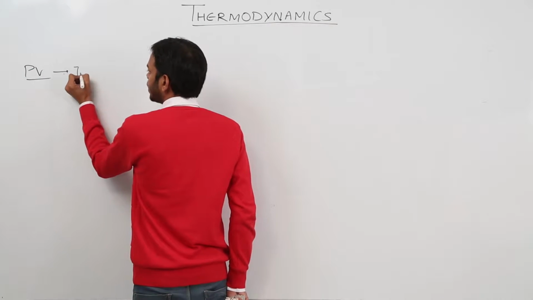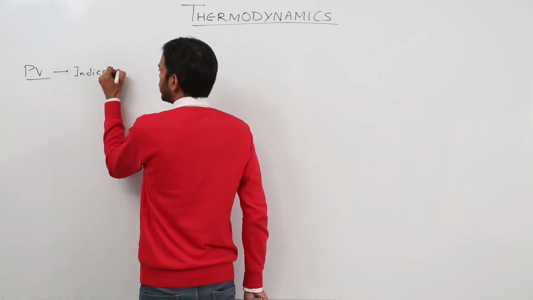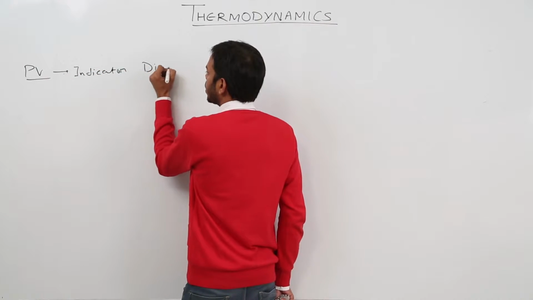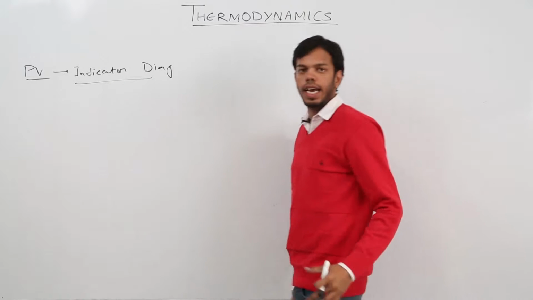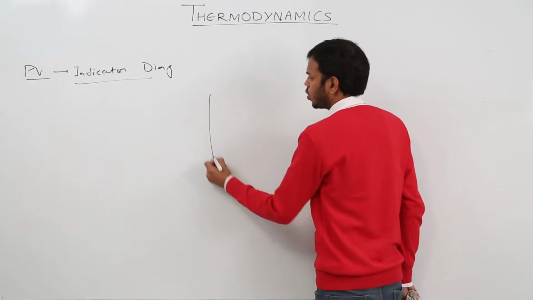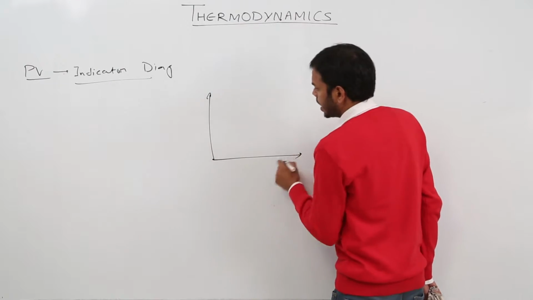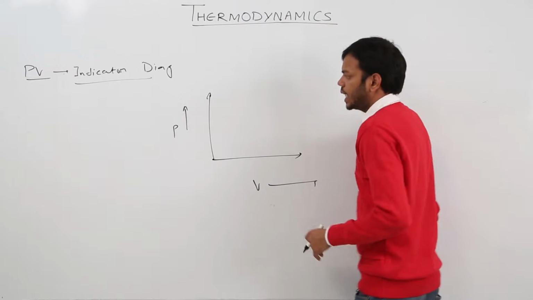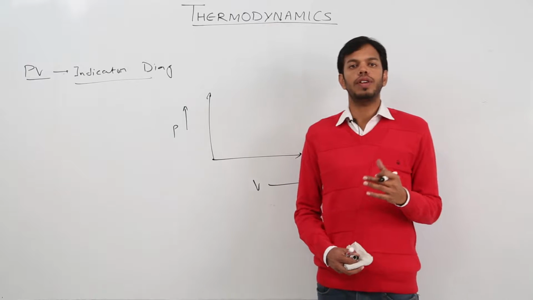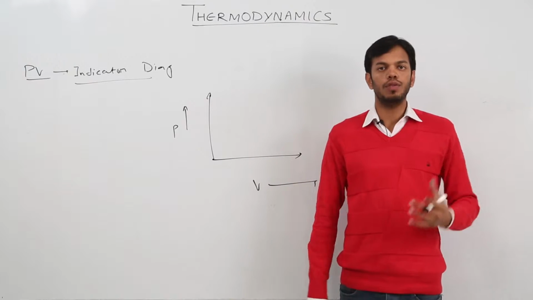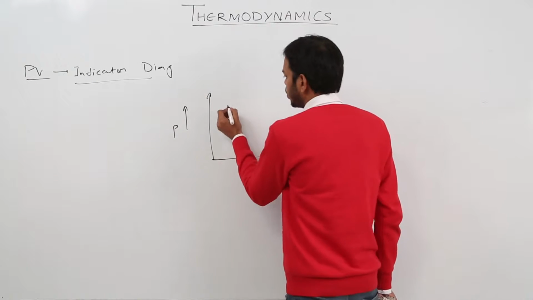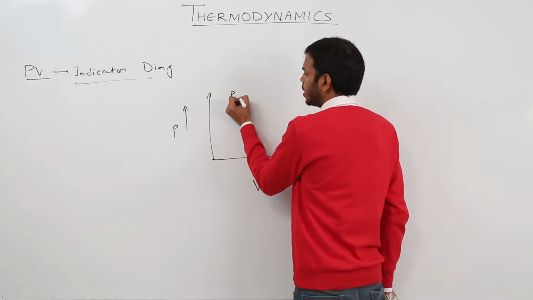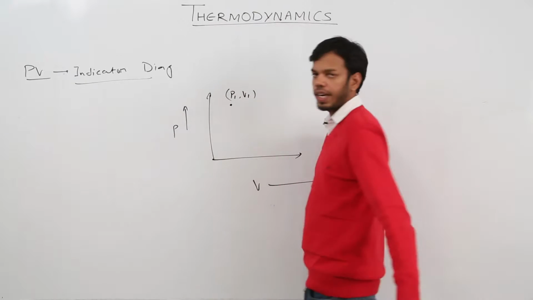For example, first I'll write the topic of what we are doing. This is the PV indicator diagram. So how does a PV indicator diagram work? Consider a gas, an enclosed system of gas, where I am representing pressure here and volume here. Consider the gas to be at initial pressure and volume P1 V1. Suppose this point represents P1 V1. This is the initial state of the gas.